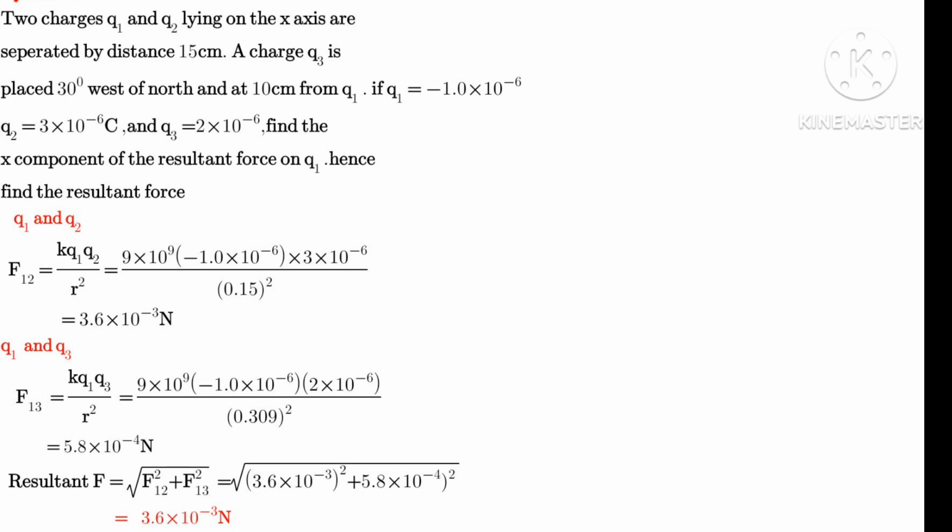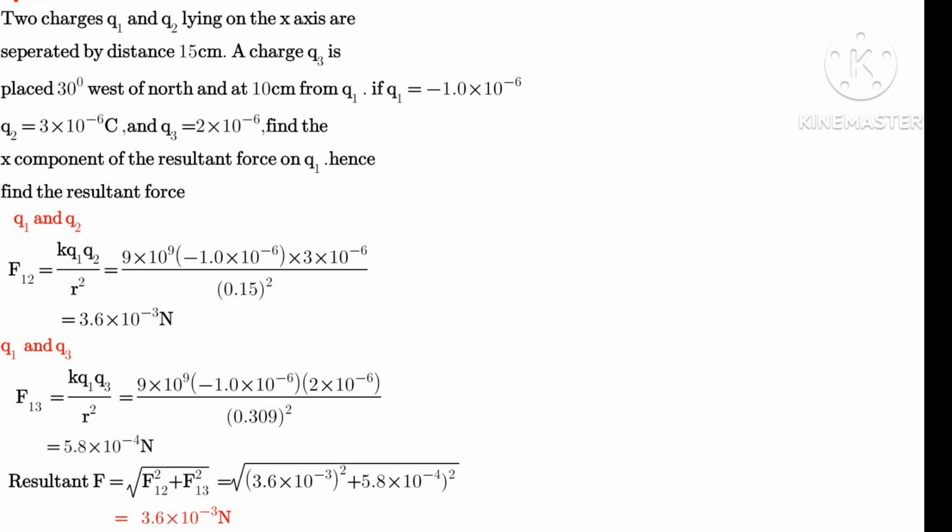Now to find the resultant force, assuming the software I'm using does not permit me to give a diagrammatical representation, we have two charges lying on the x-axis, separated by a distance. Another charge Q3 gives us a triangular diagram: Q1, Q2, and Q3. They want us to find the resultant force on Q1, and the general resultant force. To find that simply means we are going to find the force between charge 1 and charge 2, and the force between charge 1 and charge 3, since it is a triangle we are constructing.